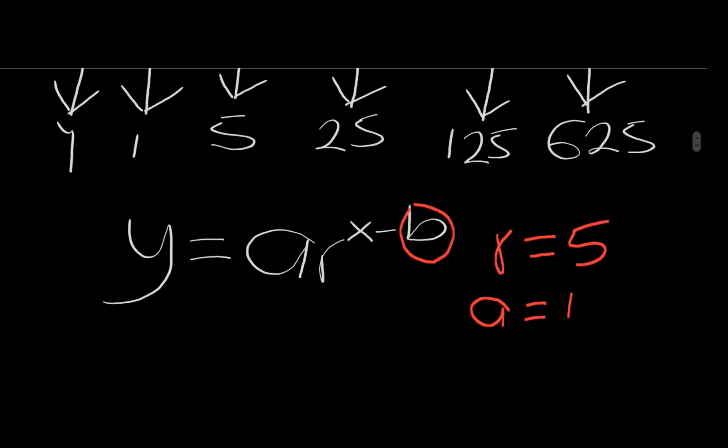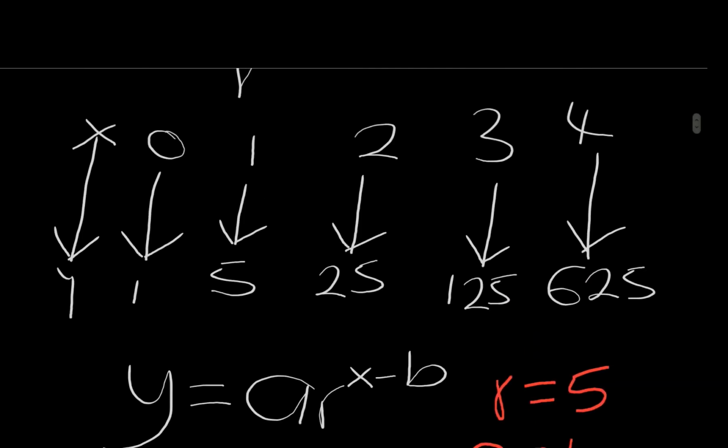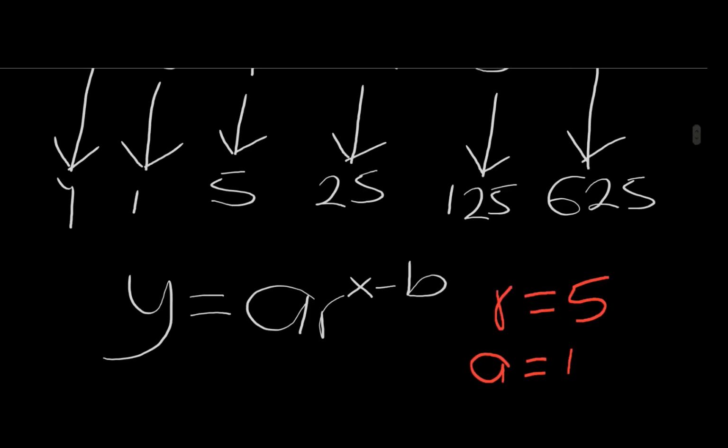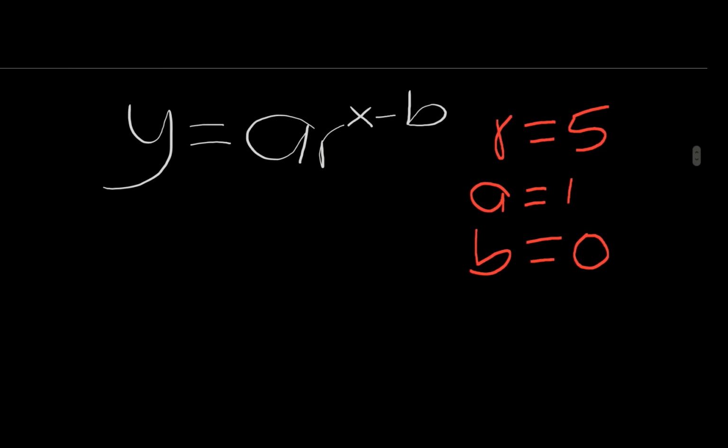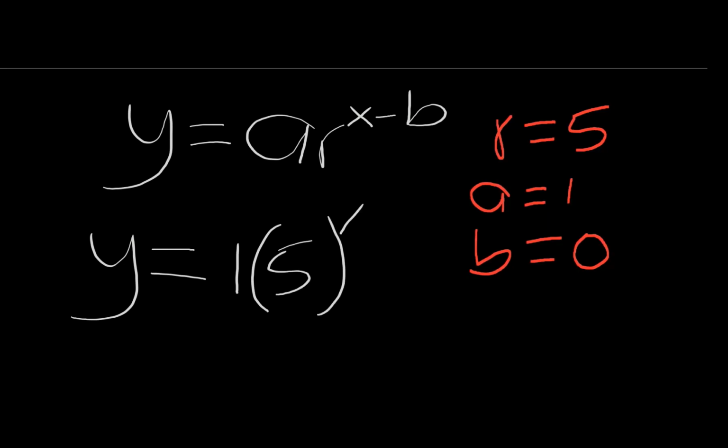What about the b? b is s1, that is the first element in the domain. So clearly, my b will be equal to 0. Therefore, our rule for the mapping will be y is equal to, what is my a? My a is 1. What is my r? My r is 5. Exponent x minus b. What is b? b is 0.